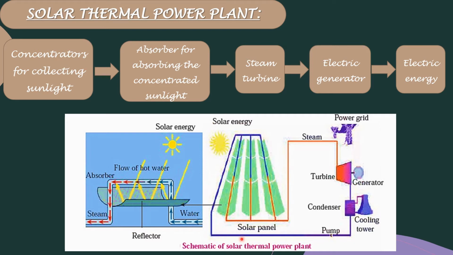Using this heat energy, steam is generated, and this steam is used to drive the turbine, which in turn rotates the generator and electrical energy is produced. Then the steam is converted back to water with the help of the condenser and cooling tower. Once the steam is condensed back to water, it is recirculated back to the solar panel.